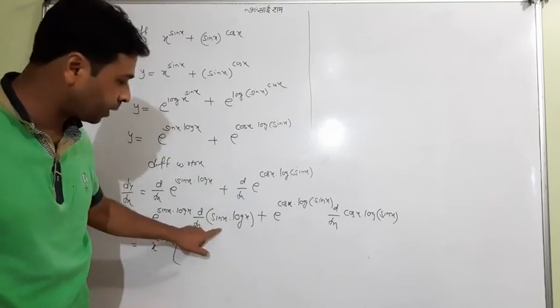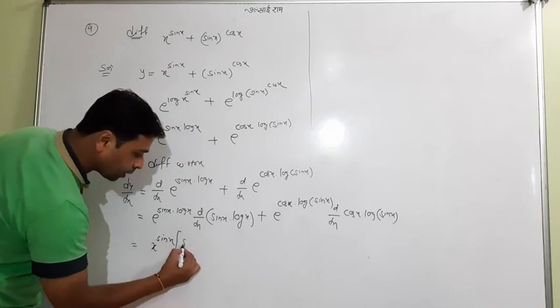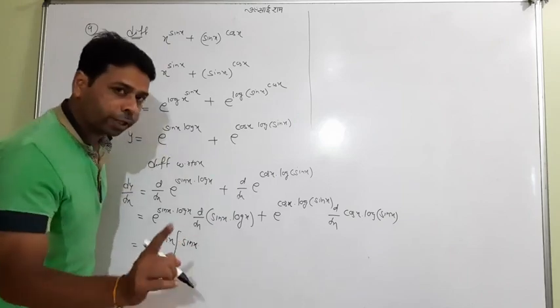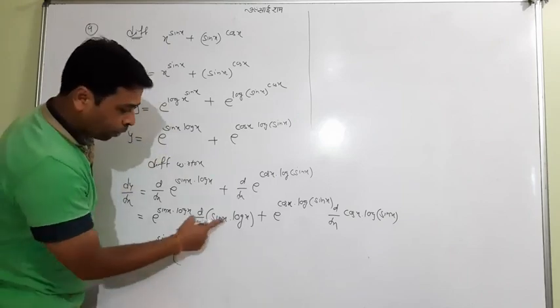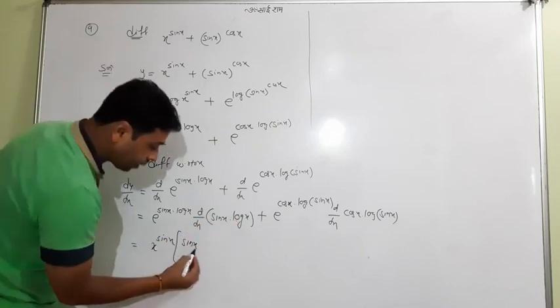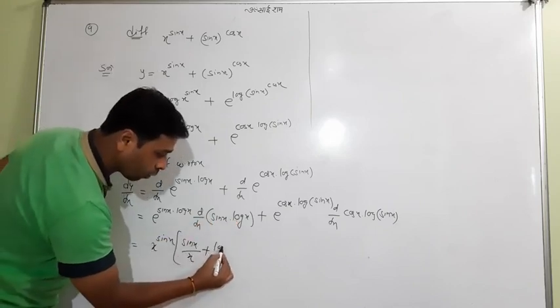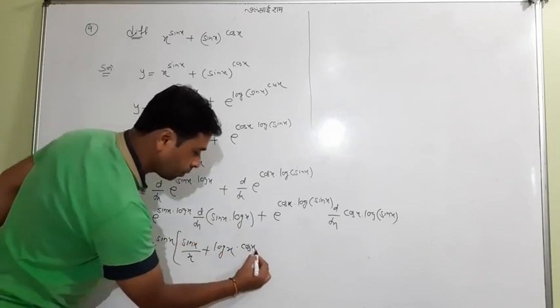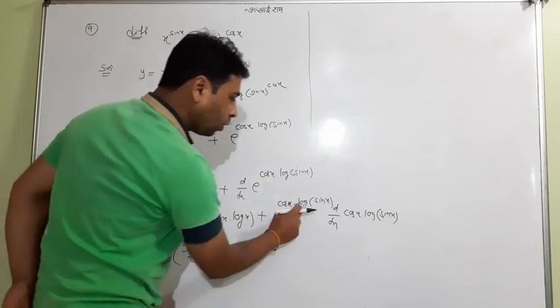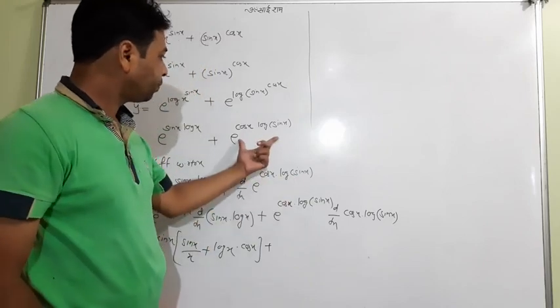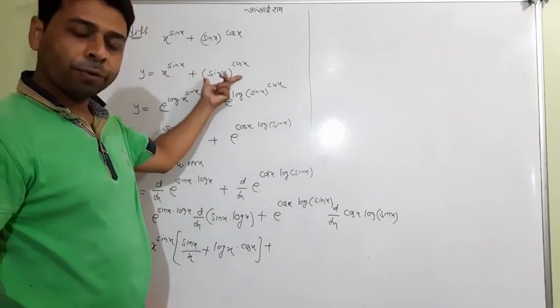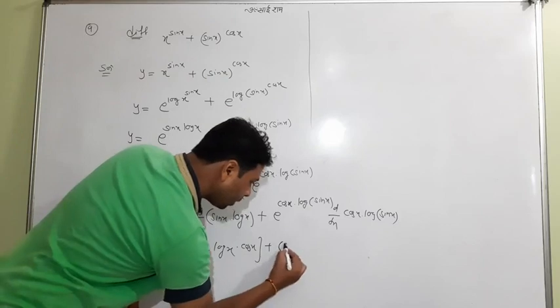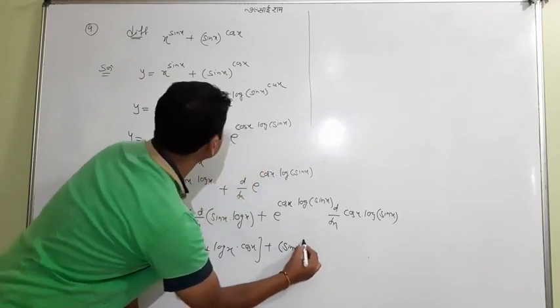D by dx of sin x into log x. First function is sin x, I am doing it directly, and the differentiation of log is 1 by x. Second function is log x, and the differentiation of sin x is cos x. Done. E to the power cos x log sin x came from here, so you can write here, students, sin x to the power cos x.